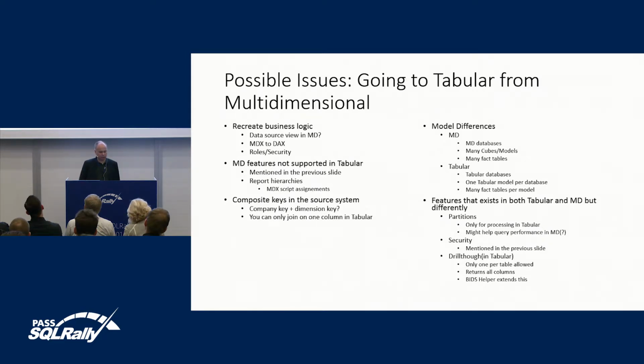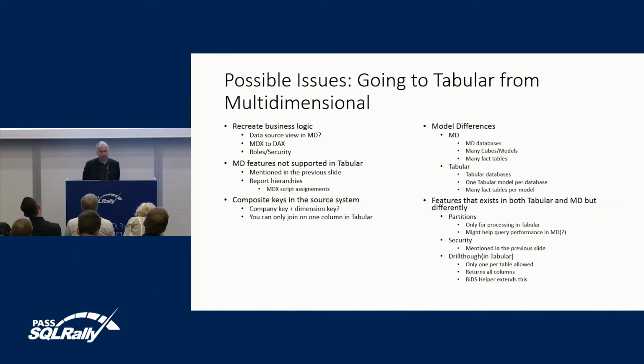Composite keys, this is important as well. In multidimensional, for each dimension, you can add more than one column for the attribute to work if it's not unique, if you don't have a unique single key. You can actually try to make it unique by adding 2 columns or 3 columns. And in Tabular, you can only join on 1 column. It's not possible, like in the relational world, to join on several columns here.